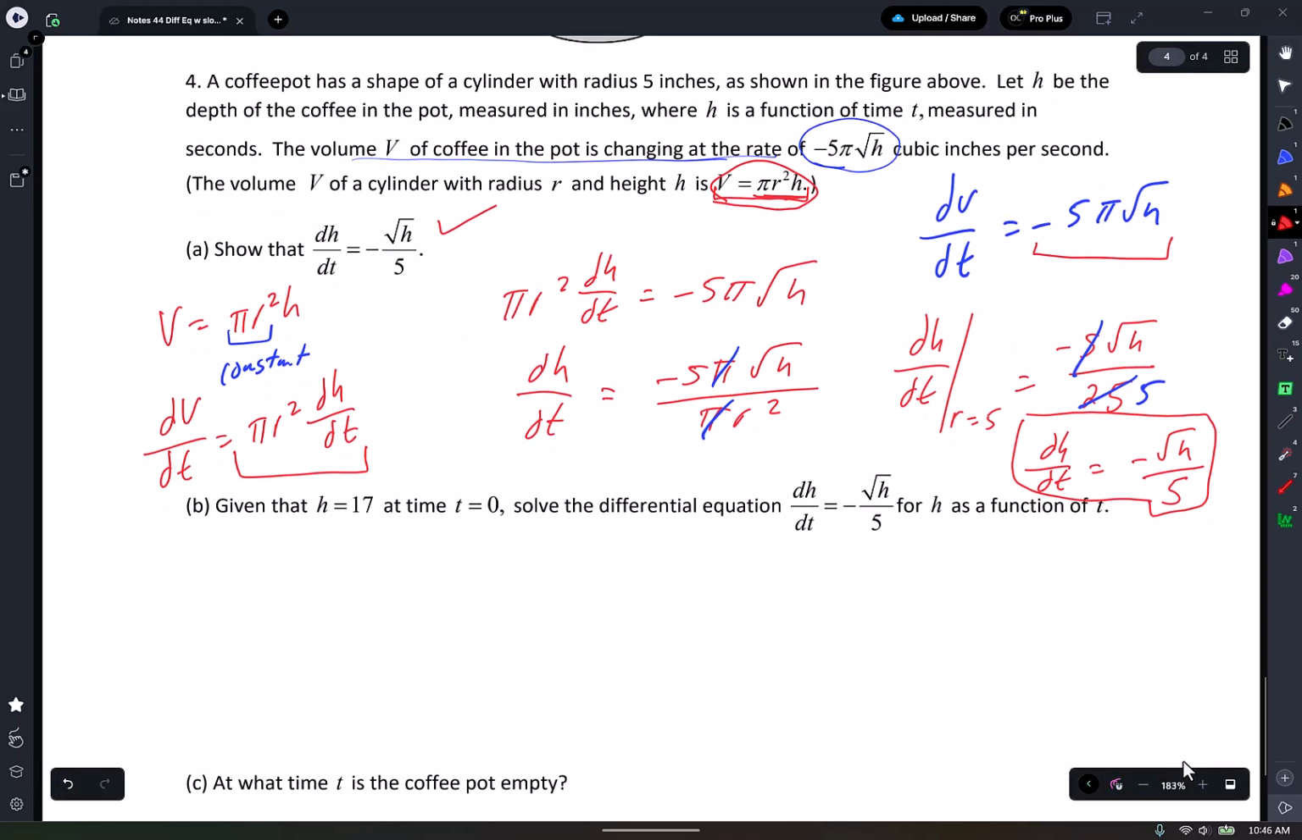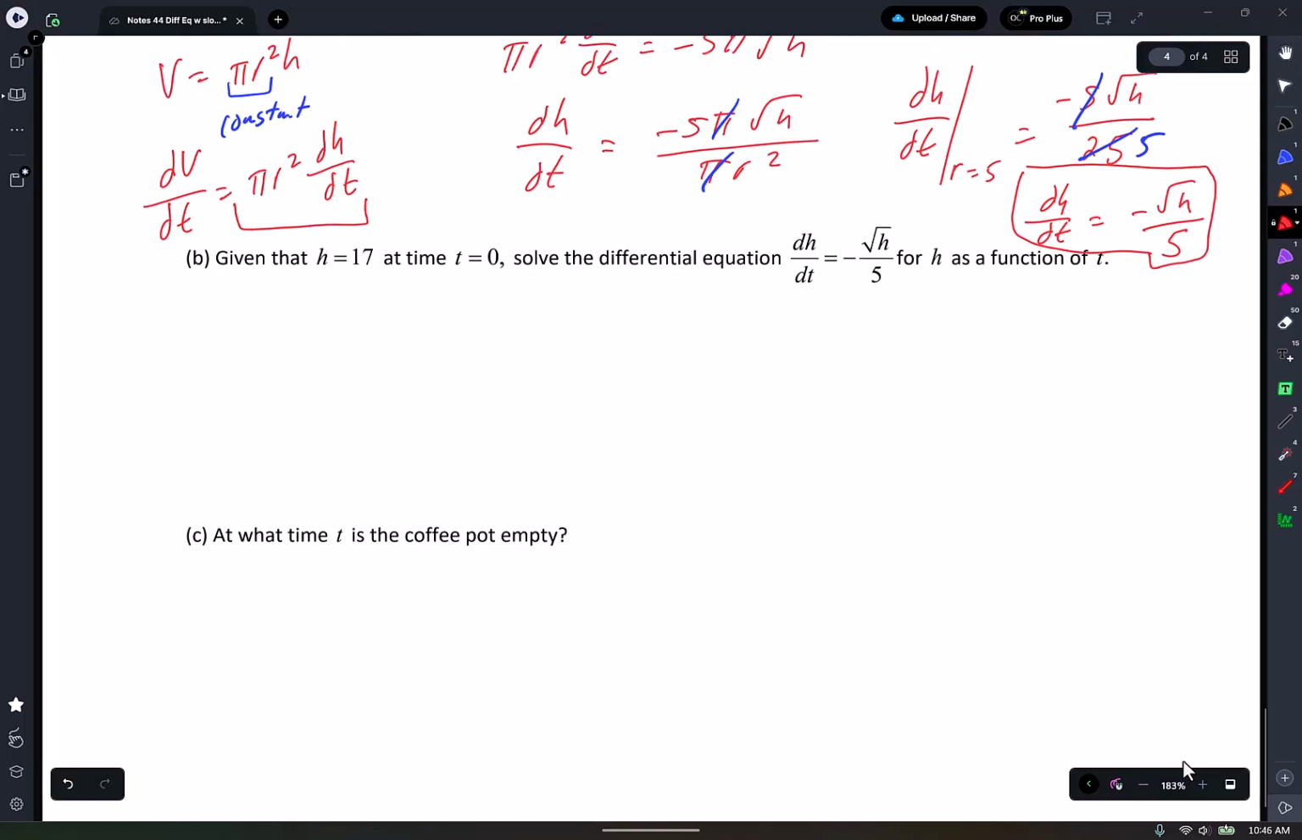Letter B. Given that h equals 17 at time t equals 0, there's my initial expression, my initial time. Solve the differential equation dh/dt equals negative square root of h over 5 for h as a function of t. Okay, so t is like an x and 17 is like a y. So we're just going to solve for it.